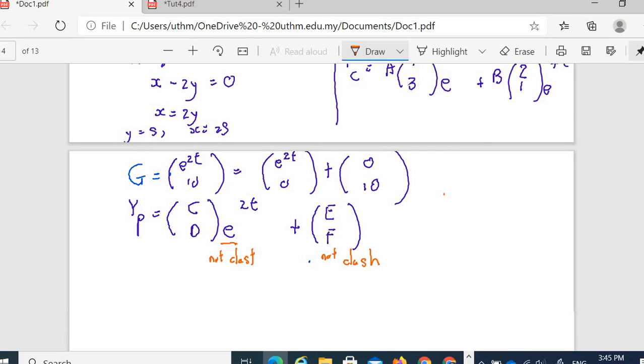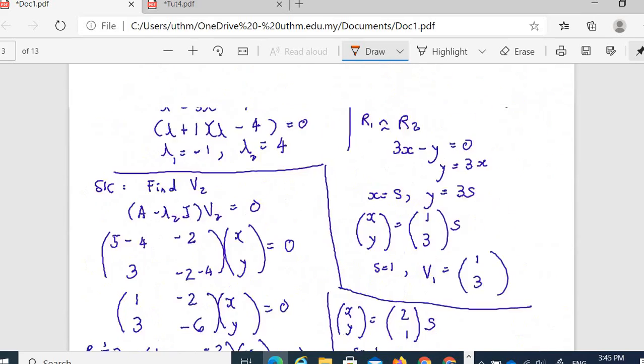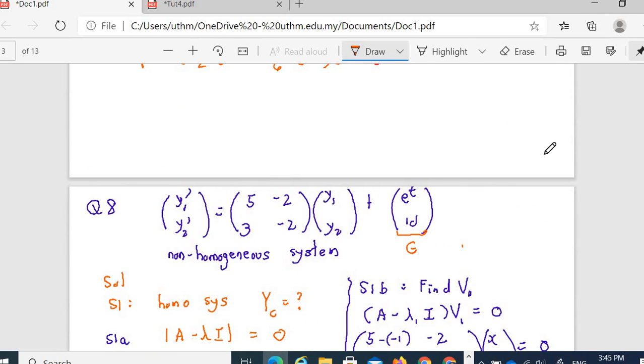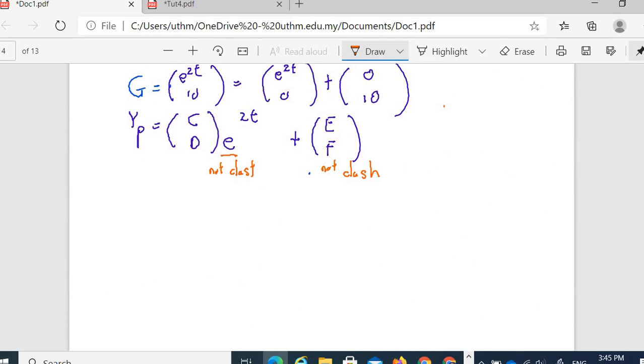If no clash, then you just differentiate. Here you just need to differentiate one time, because this is a system. We have put properly y prime equal to A y plus g, so just need to differentiate one time only. This is first order. Then you have the yp prime. Differentiate exponent 2t, you get 2 times c, d is a constant, so 2 times the constant vector of c, d, exponent 2t. Differentiate constant, 0. So this is your y prime p.